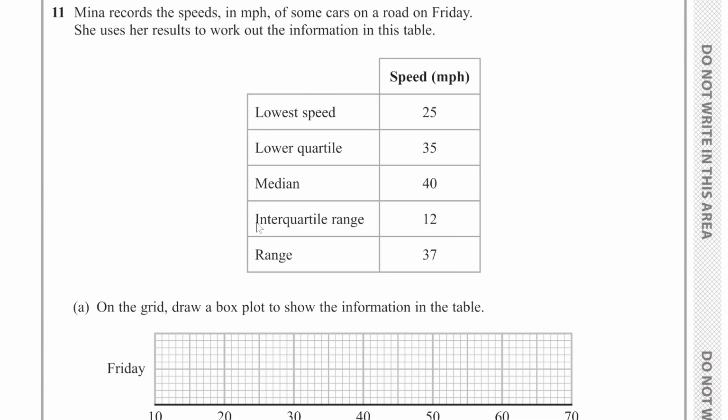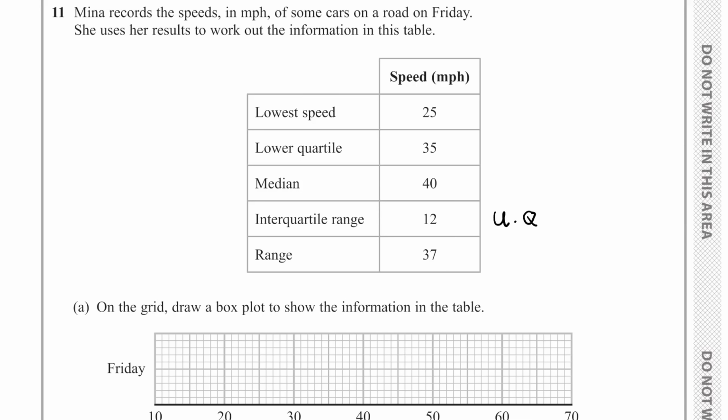Question 11. Mina records the speeds in miles per hour of some cars on a road on Friday. She uses her results to work out the information on the table. So we've got lowest, lower quartile, median, interquartile range, and range. And we're going to draw a box plot. So we don't want to know the interquartile range, we want to know the upper quartile.